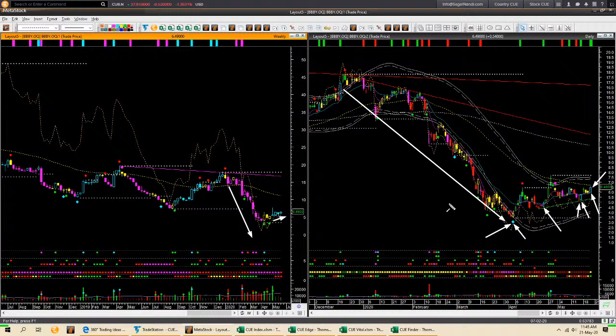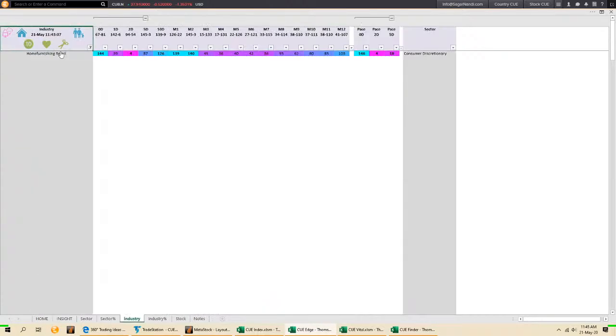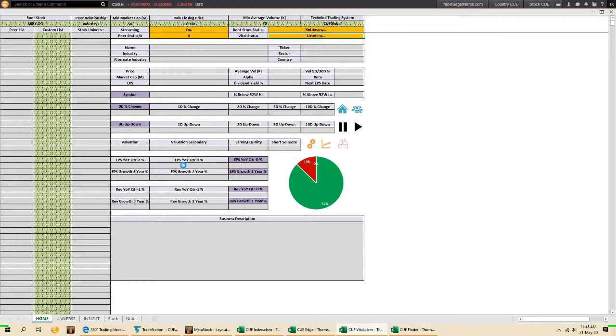Let's check its industry, BBBY. We can come back to QH and check its industry using the cog icon. Home furnishing retail. This is also one of the strongest. Let's carry out a full peer analysis of the stock using QVital.